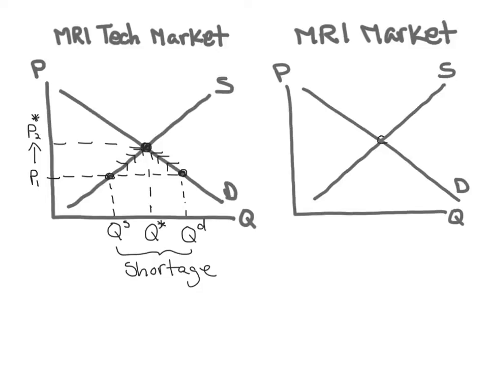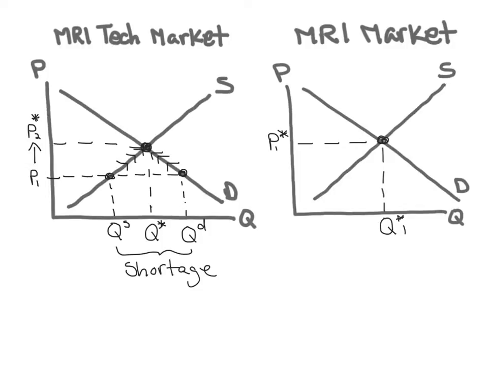We start by labeling our original market equilibrium in the market for MRIs, which always occurs where supply and demand are equal. So the starting equilibrium price of an MRI is P star 1, and the equilibrium number of MRIs provided and bought is Q star 1.